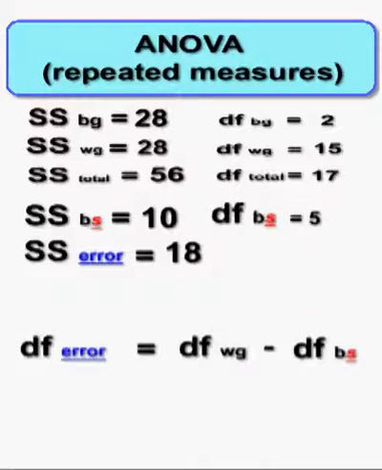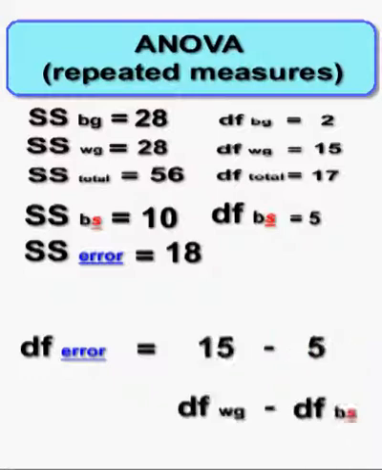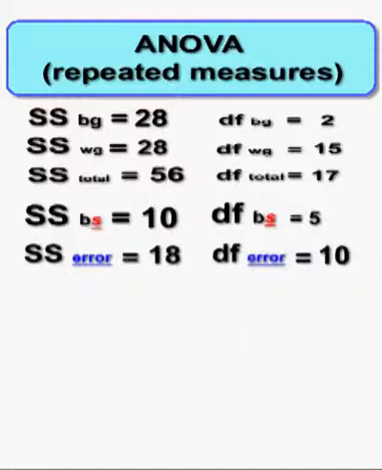And the degrees of freedom for the error is the degrees of freedom for the within group minus the degrees of freedom from the between subject group, what we just calculated. So let's just plug and chug. And it looks like the degrees of freedom for the error is 10. So now we have all the data we need to go ahead and fill out the source table and figure out what the F-test statistic is.